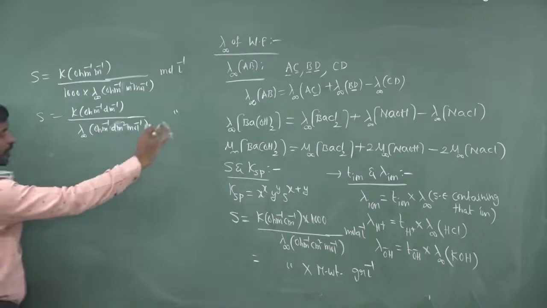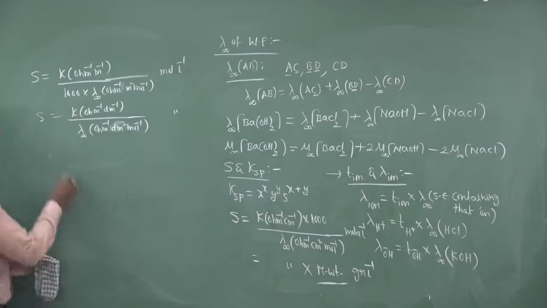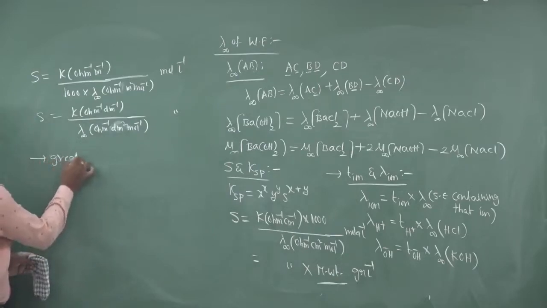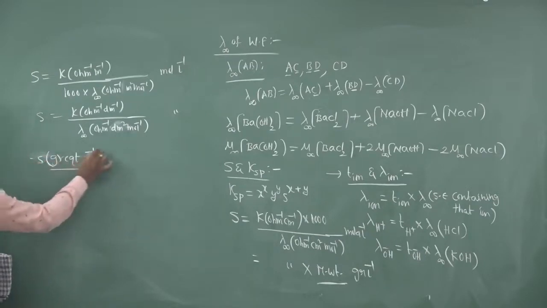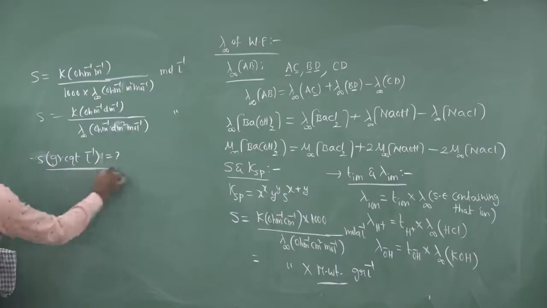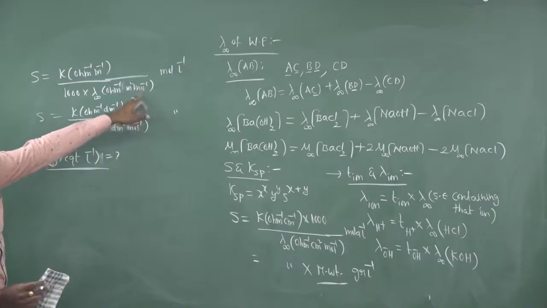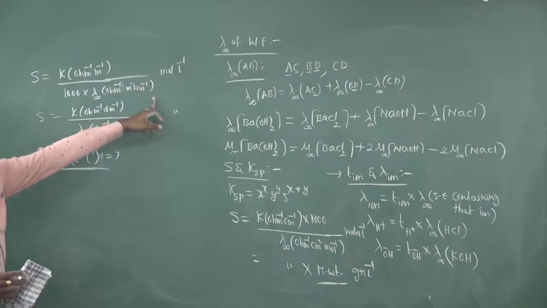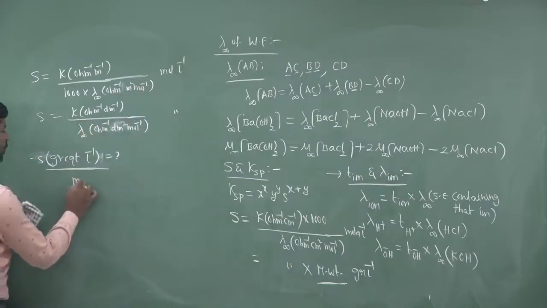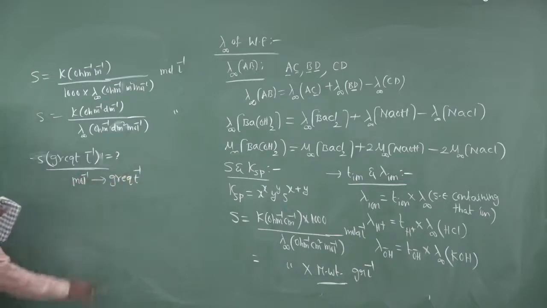To convert moles per liter to grams per liter, we have to multiply with the molecular weight. If you want to get solubility in gram equivalents per liter, in the place of lambda infinity in ohm inverse meter square per mole, what we have to take? Lambda infinity in ohm inverse meter square gram equivalent inverse. Mole inverse we have to replace with gram equivalent inverse.